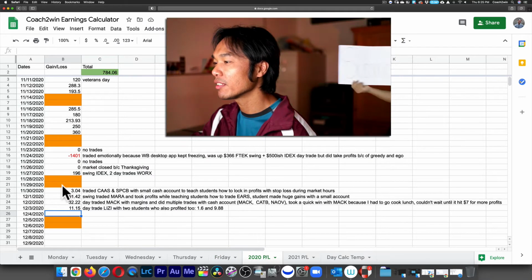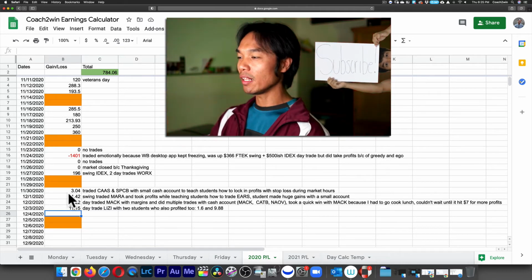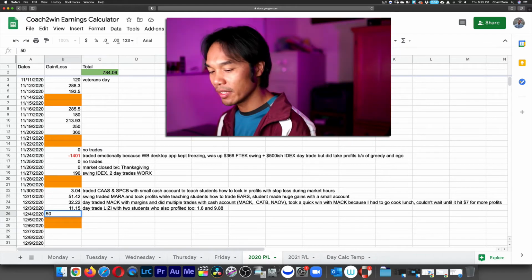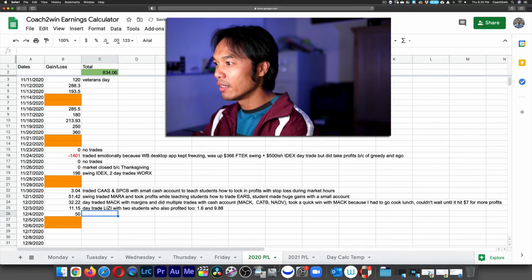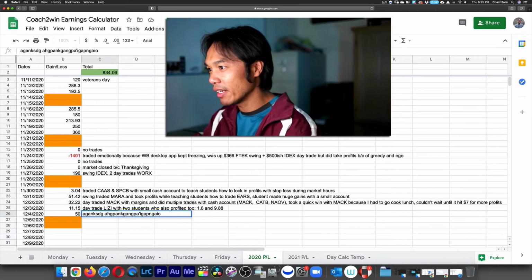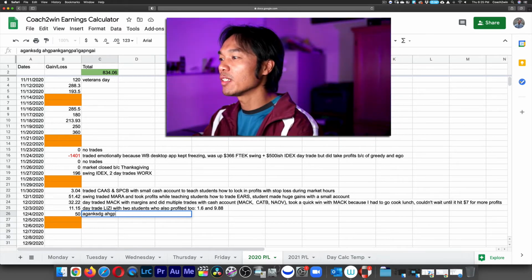Take it to the PL loss ratio, take it to the 2020 PL, and then just type in the number 50, and then type in your reflections right here, like what happened that day. So it's really basic.